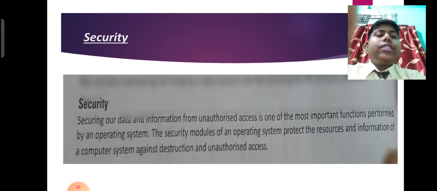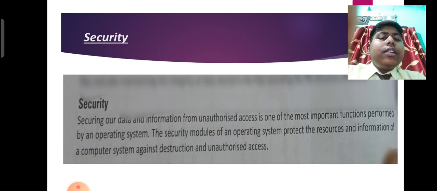So the fourth one is security. Securing our data and information from unauthorized access is one of the most important functions performed by an operating system. The security modules of an operating system protect the resources and information of a computer against destruction and unauthorized access.